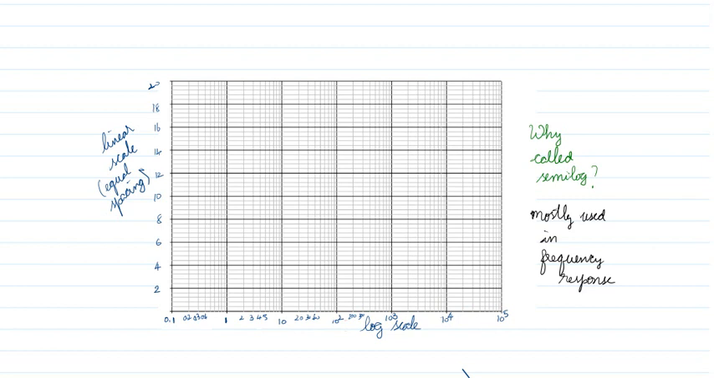Why should I not take 0? If I take 0, I cannot multiply by 10, so the rest will be 0, 0, 0, 0. So I have to take the lowest frequency, which can be 0.1. If instead of 0.1 I take 0.01, what happens? This becomes 0.1, this becomes 1, this becomes 10, this becomes 100, this becomes 1000, this becomes 10,000. Likewise, based on the frequency range, we have to put the lowest value. We cannot put 0; we have to put a value very close to 0. Okay, fine.